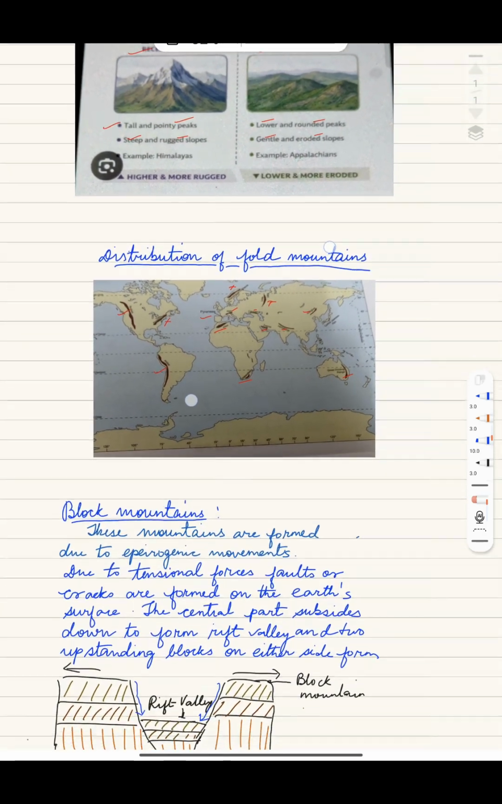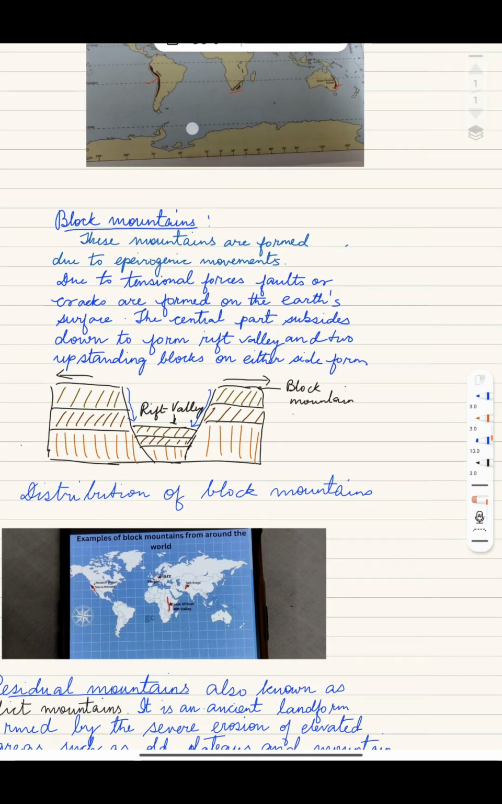Now next, children, what is a block mountain? Block mountains are formed due to epeirogenic movements. Remember, epeirogenic movements are vertical movements. Either the land is uplifted or the land subsides down. Now, due to tensional forces, faults or cracks are formed on the earth's surface. The central part subsides down to form Rift Valley, and the two upstanding blocks on either side form block mountains.